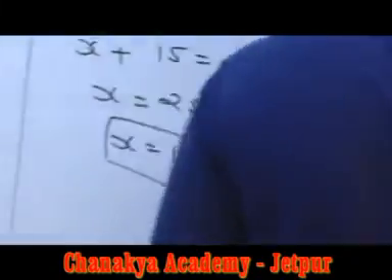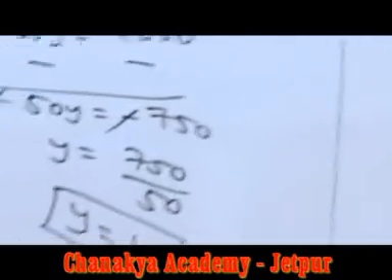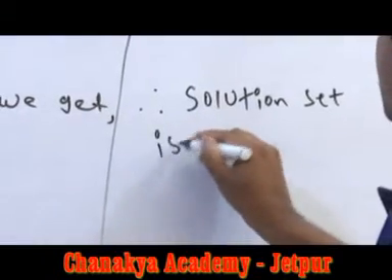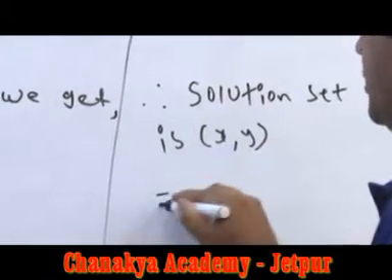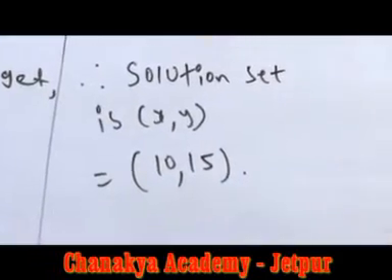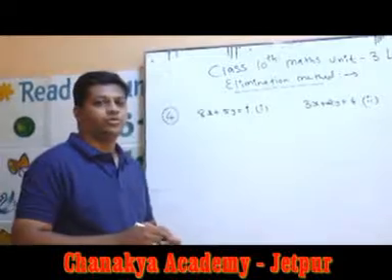Okay student, last step is the solution set is x comma y equal to 10 comma 15. Okay, here we get completed. Okay, moving to next question.